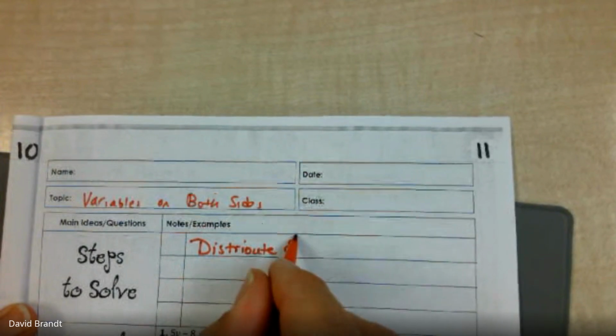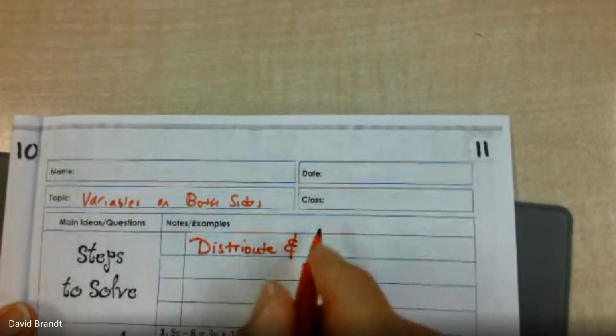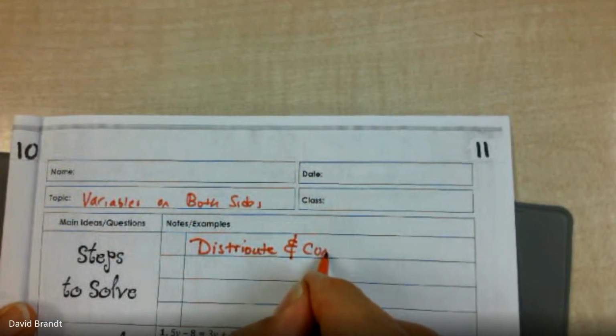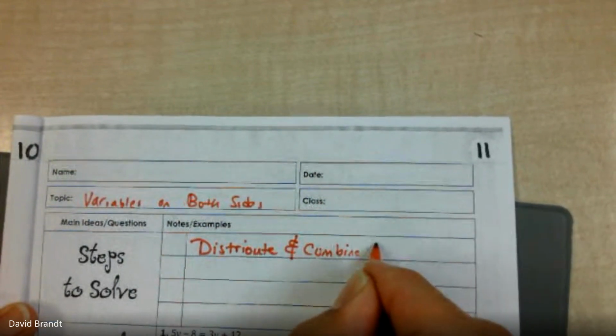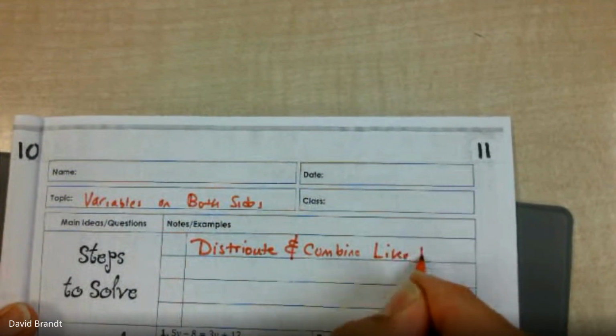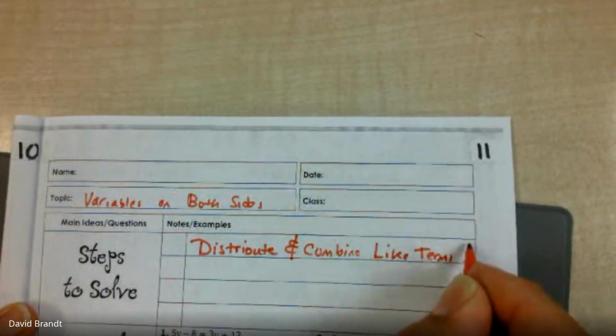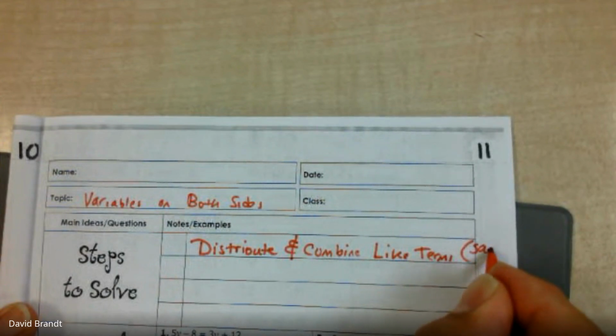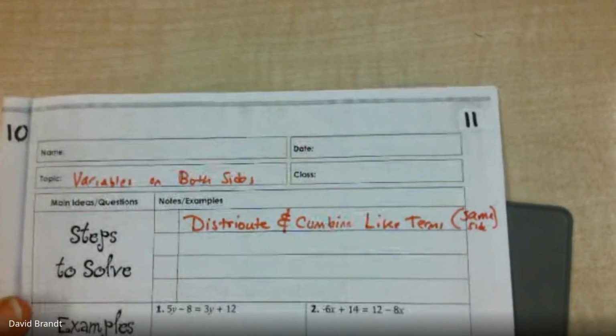It's distribute and, just write and if you can't write that symbol. Distribute and combine like terms. Like terms have to be on the same side.